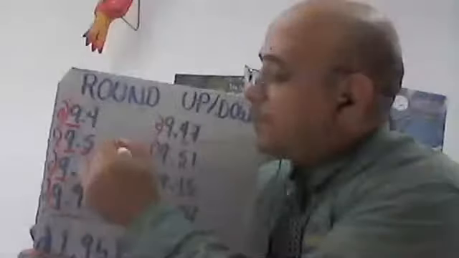For example, in this 9.5, this letter B, 9.5, what is the answer? This would be 10, okay? And then this 9.4, this would be 9. Yes, very good. Now, what happens here in letter C? 9.1 rounds to 9. 9.9 rounds to 10.